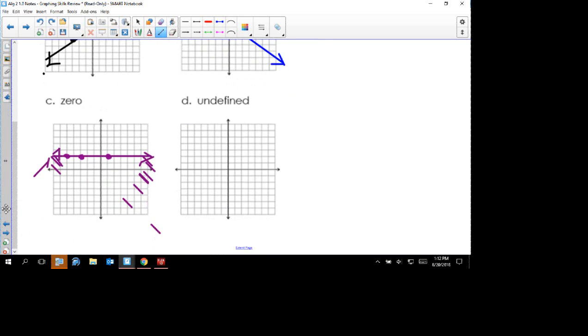Okay, and the last one is undefined. So I just pick a point anywhere I want to pick a point. And then if you look at the undefined, it says that we're going to rise any number, but we're going to run 0. So how much should I rise? 0. Oh, wait. Pick a number other than 0. I'm going to rise 1.